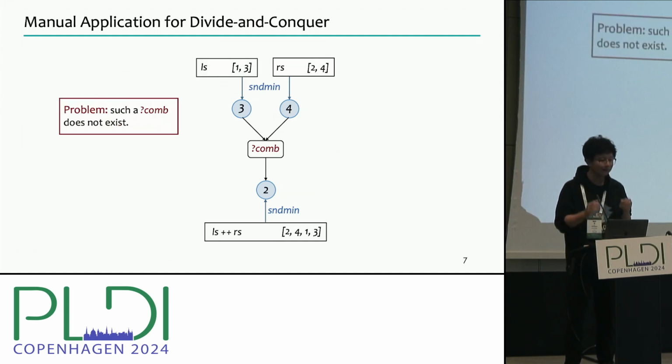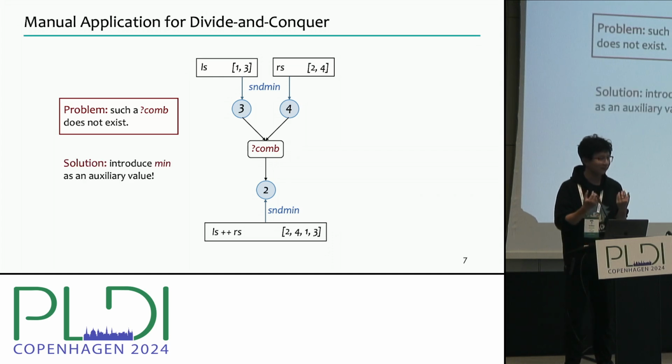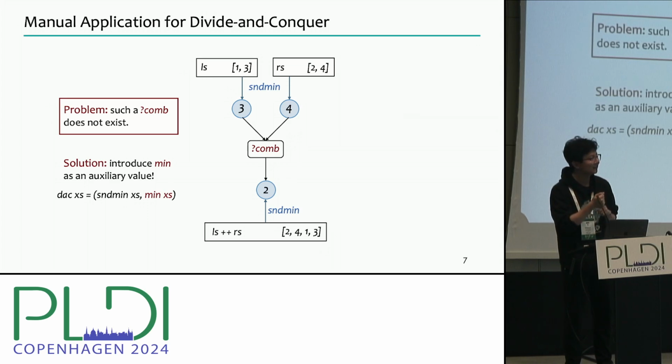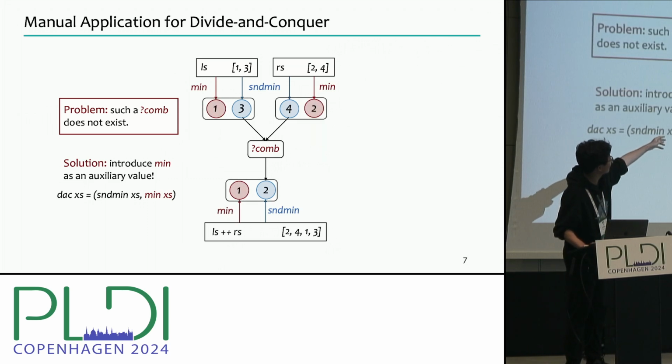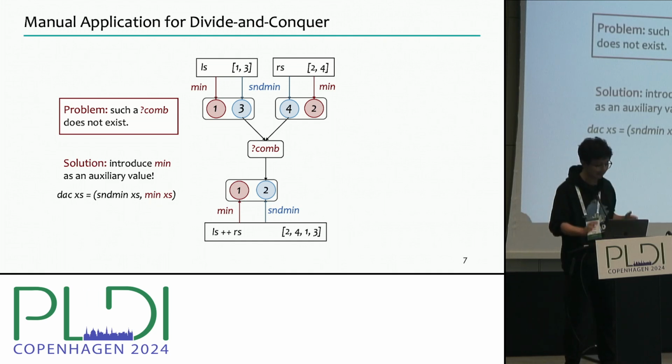So what can we do if we want to manually apply divide and conquer? We need to supply more information to the combinator. One solution is that we can introduce some auxiliary value. For example, we let the divide and conquer algorithm not only calculate the second minimum, but also calculate the first minimum. In this way, we have much more information. And as we can see, the missing value 2 now appears in the input. This is how we would manually apply this divide and conquer algorithm.